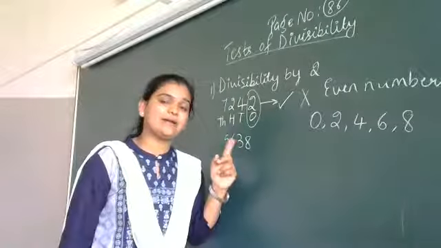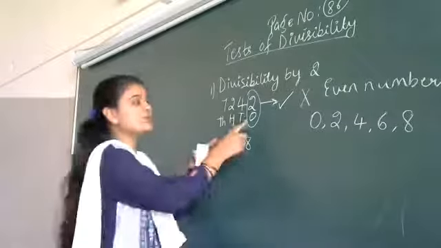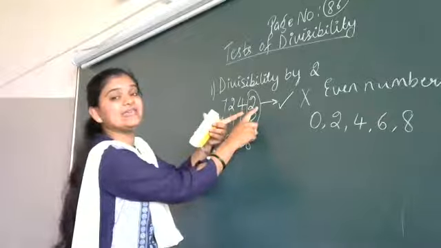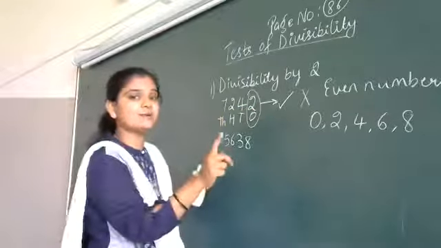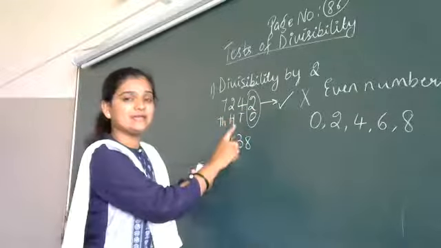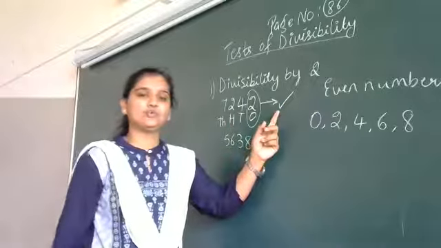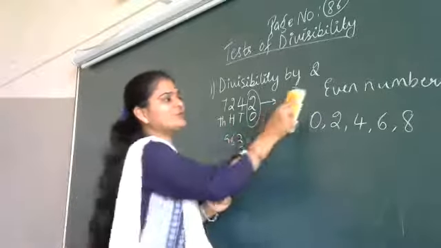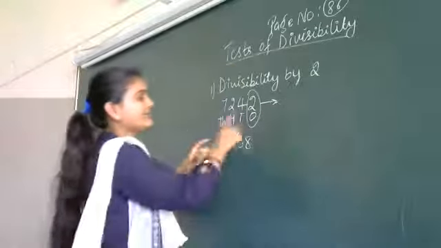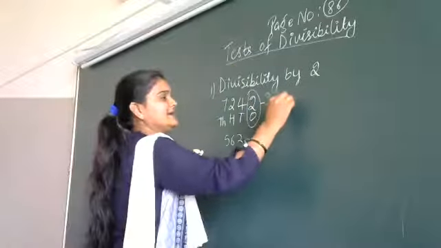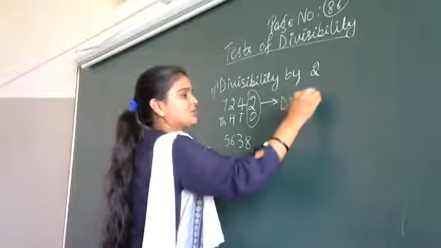It is divisible by 2 because the ones place is an even number. It is not an odd number. It is an even number and hence it is divisible by 2. So what will we be writing here? You will have to write it as divisible by 2.